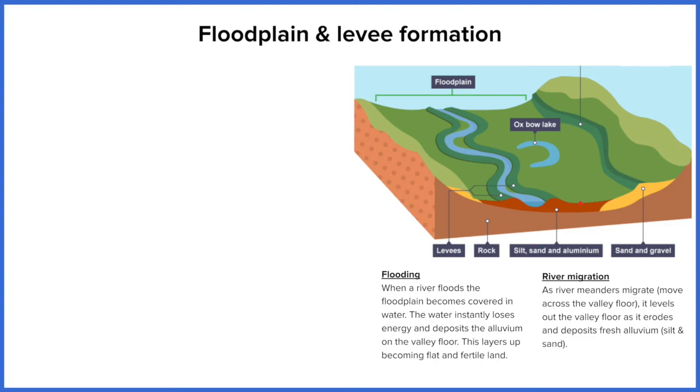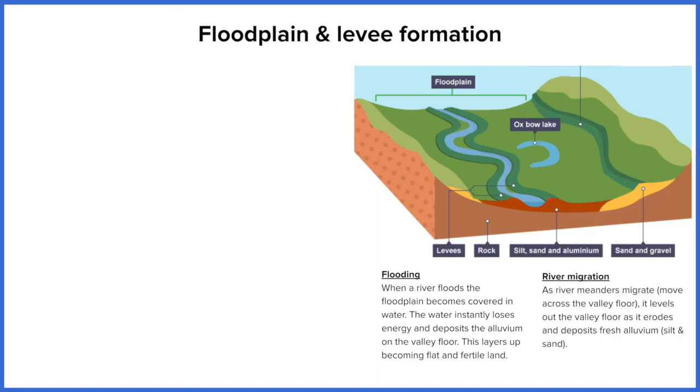And that is actually really good fertile soil. All of that material, all that sand and silt, all the minerals in the water make this soil really fertile, which is what attracts the agriculture to use that land as well. And that in essence is a floodplain.